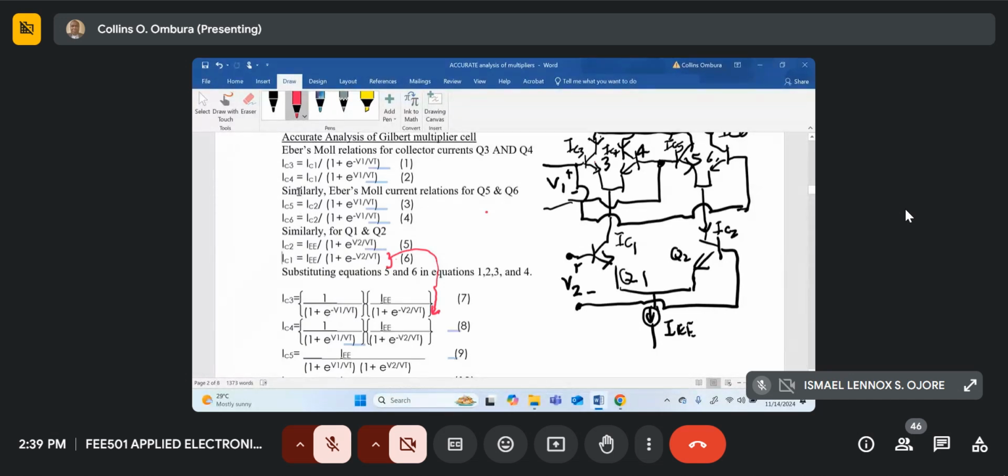So similarly, IC4, the first term is IC1 divided by 1 plus e to the V1 by Vt. So I put 1 plus e to the V1 by Vt on the left, this term over here. And then the IC1, I've substituted and put it on the right.